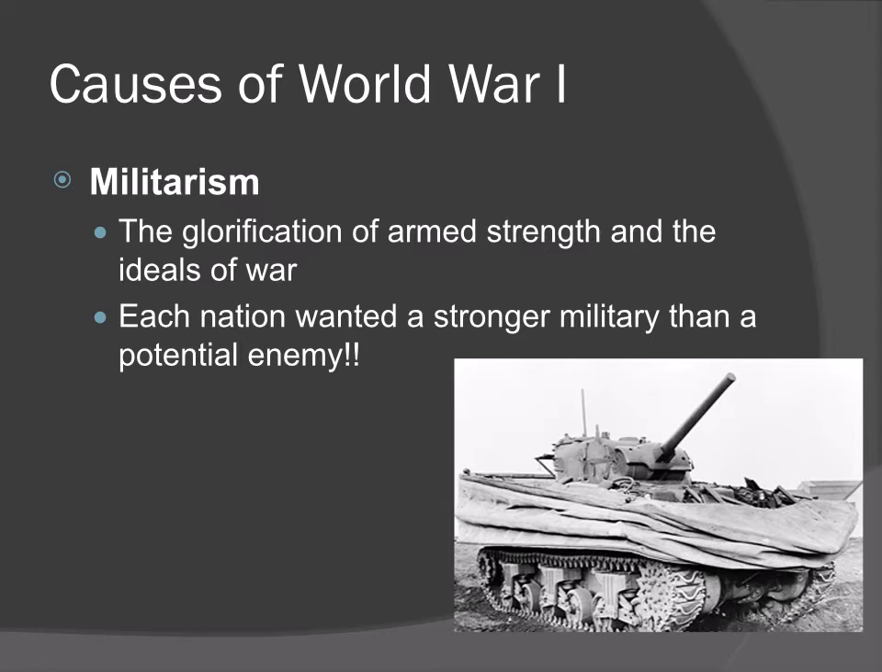You have militarism. So that means it's the glorification of armed strength and the ideals of war. So each nation wanted a stronger military than a potential enemy. So people kept building up their militaries just in the event that a fight might occur. It's always the idea of looking bigger, badder, and buffer to kind of threaten off the idea of people getting in your way.